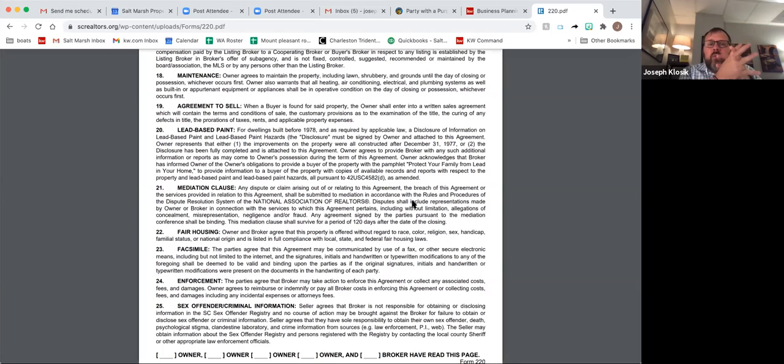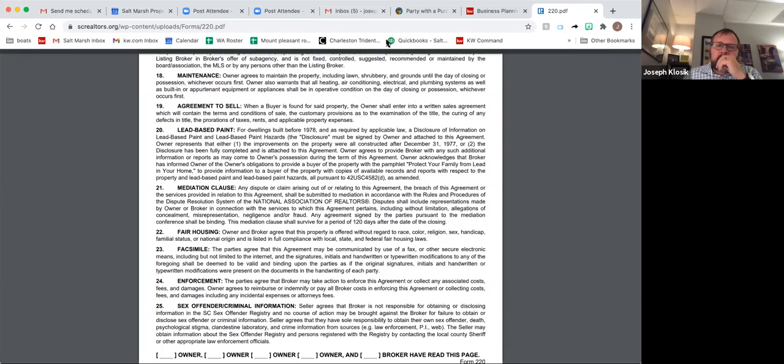Paragraph 22 says I will not discriminate on who I sell your home to. Paragraph 23: they're hanging on by a thread, but you can still use faxes as part of your communication with this. So if you fax over a signed piece of paper, it's enforceable.